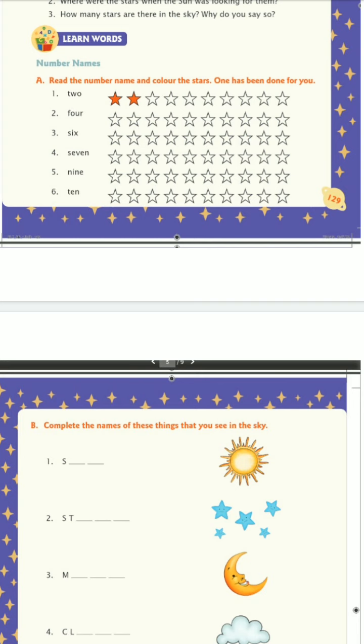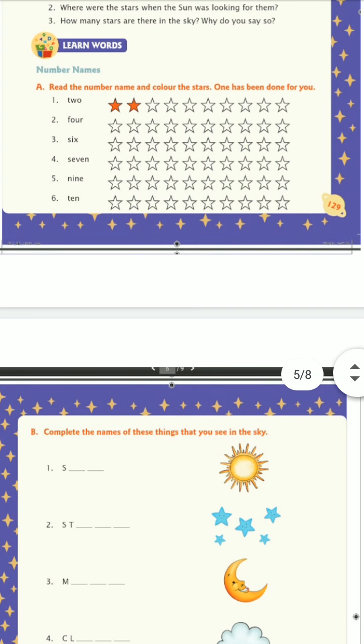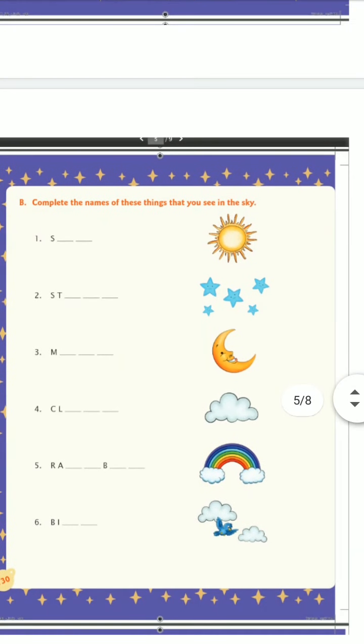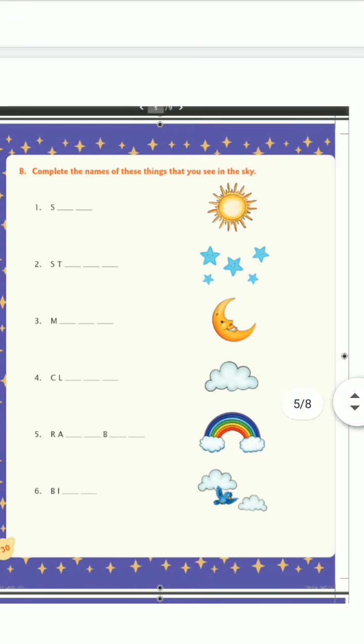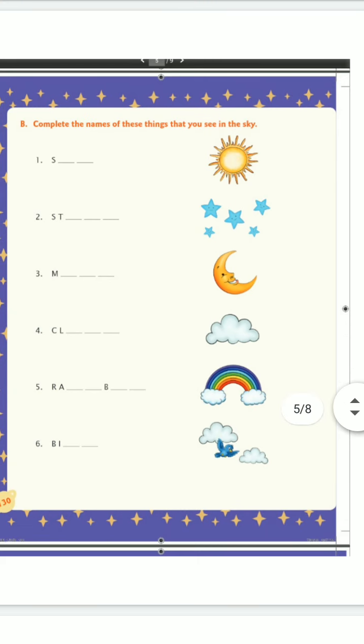Now the second one is 4, so you will color 4 stars. Then it is 6, so you have to color 6 stars. Similarly, you have to color the stars according to the number given. Now in the B part, there are some pictures given to us, and you have to complete the names of these things that you see in the sky. First one is sun, second is stars, third one is moon, then clouds, rainbow and the bird.